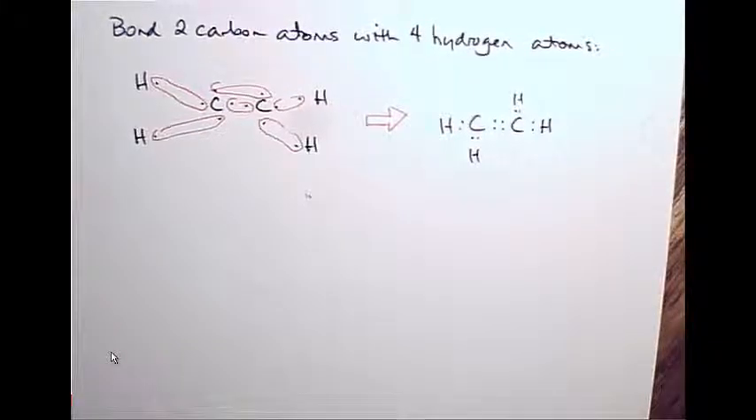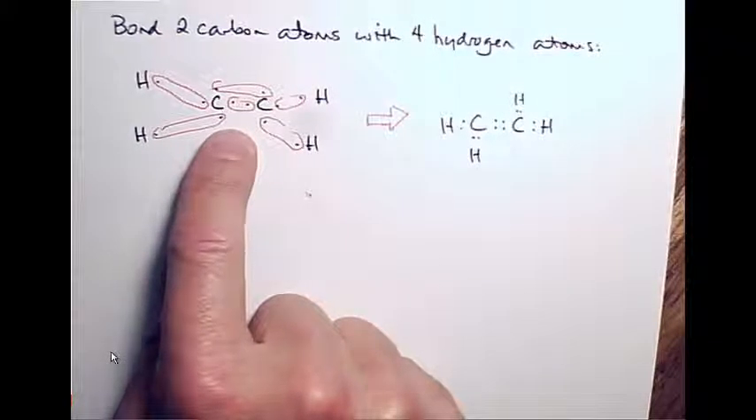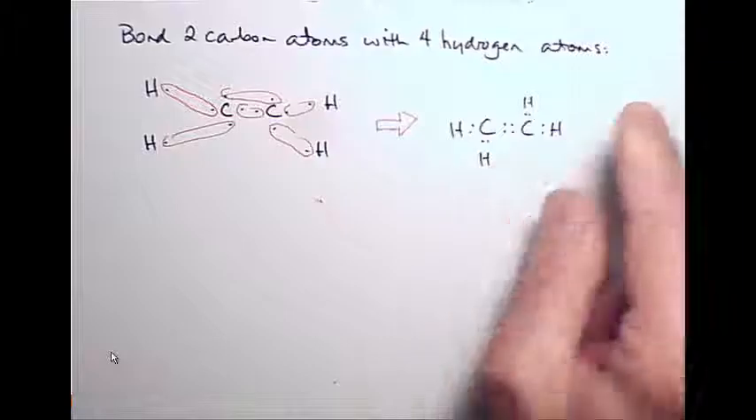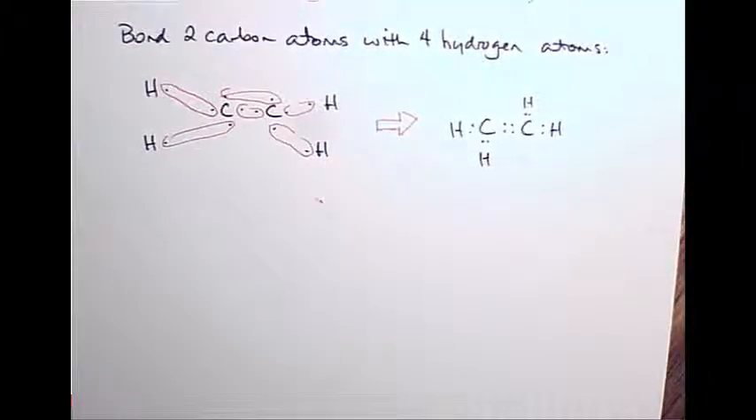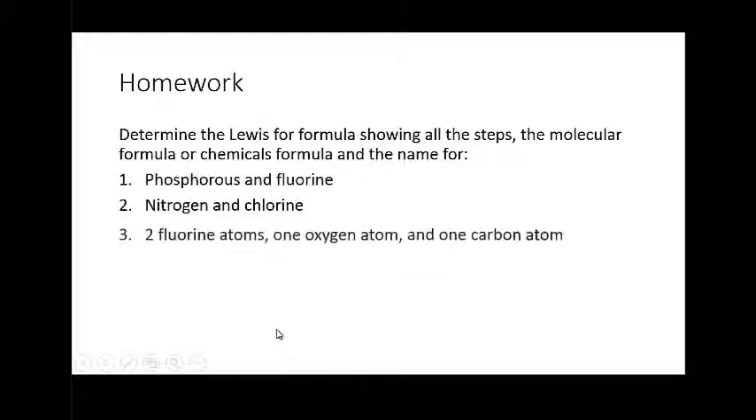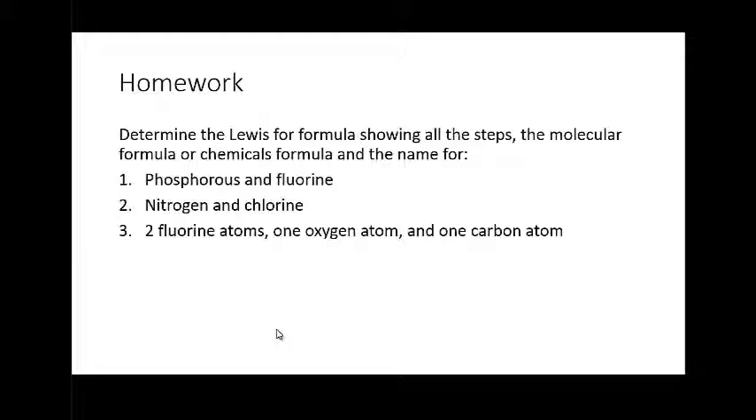So this is the solution. We have to double bond the carbons to make this work out. And we get this double bond here. I did that, but I didn't know that we could leave one side of the letter blank, like with no dot. And then your homework is to do these 3 problems here.